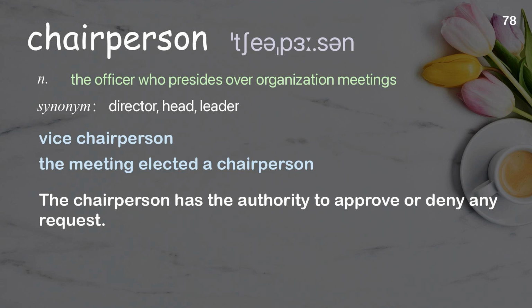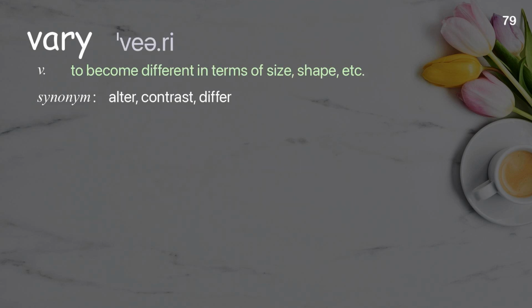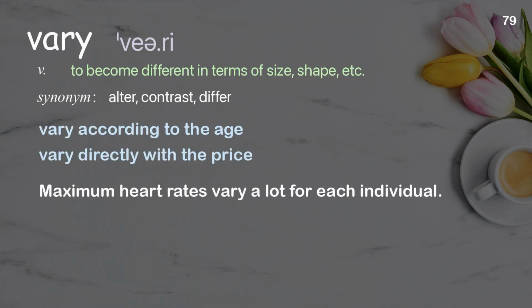Vary. To become different in terms of size, shape, etc. Examples: vary according to the age, vary directly with the price. Maximum heart rates vary a lot for each individual.